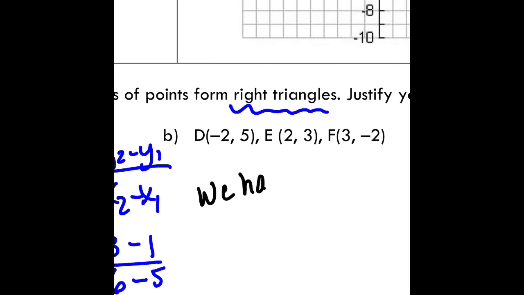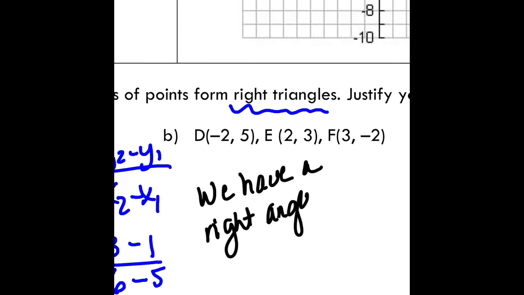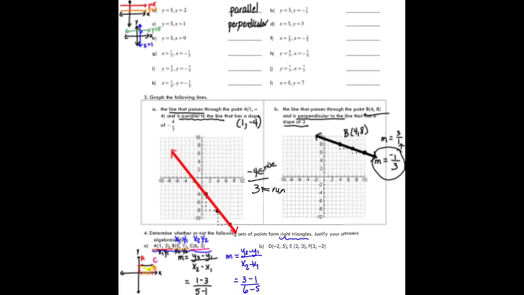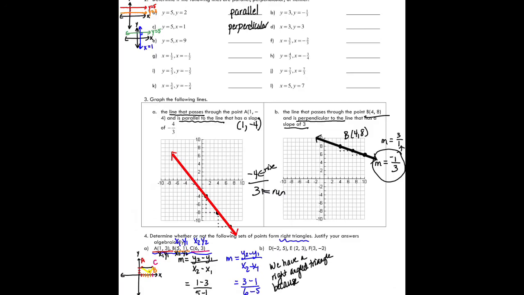So I can say we have a right-angled triangle because the slope of AB is perpendicular. This is the symbol for perpendicular. The slope of AB is perpendicular to the slope of BC. All right, and those are the only things you needed to find for that question.